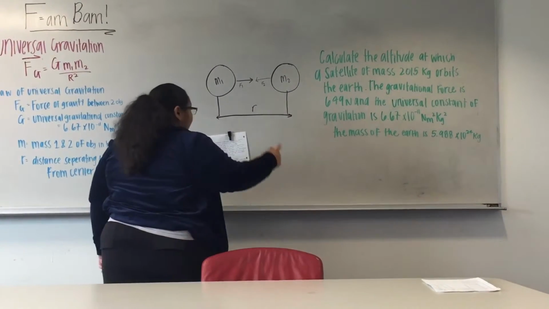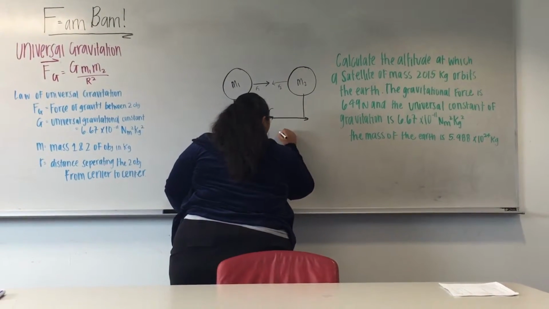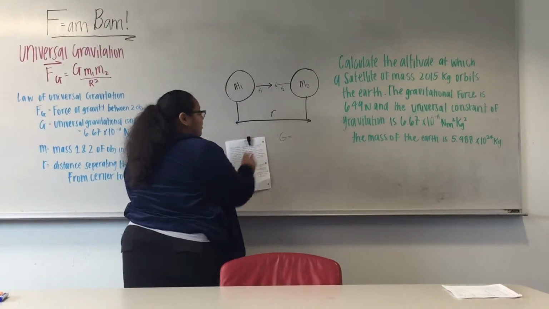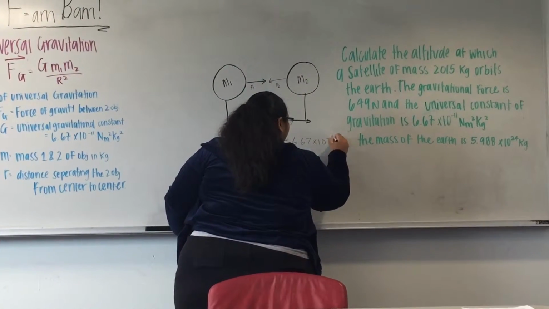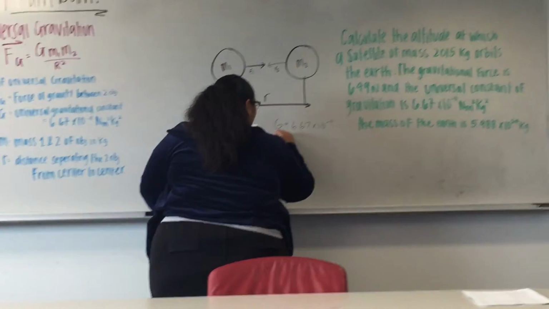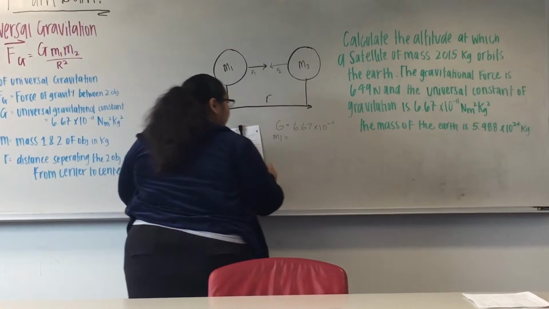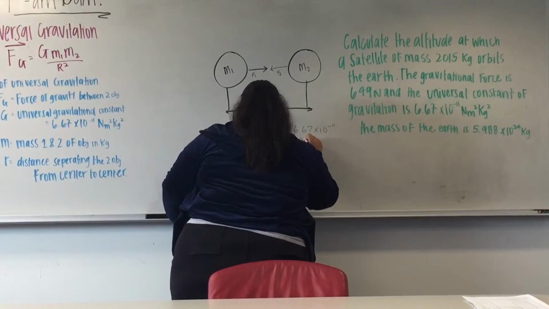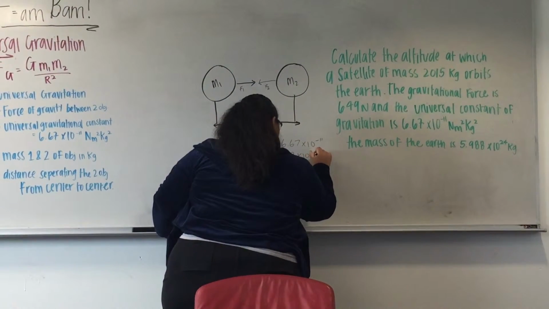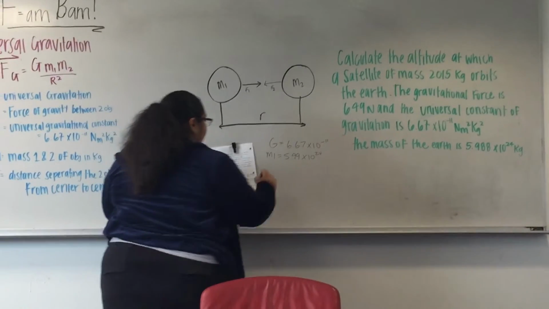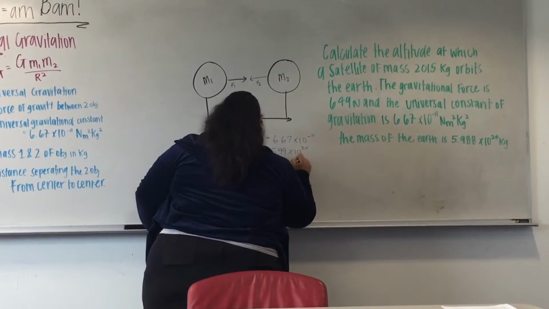Alright. So, we'll start off by writing our givens. They give us our G, which is 6.67 times 10 to the negative 11. They give us mass 1, which is the Earth, the 5.99. You can just round it up to 99. Times 10 to the 24th power. And mass 2, which is the satellite, of 649 newtons.